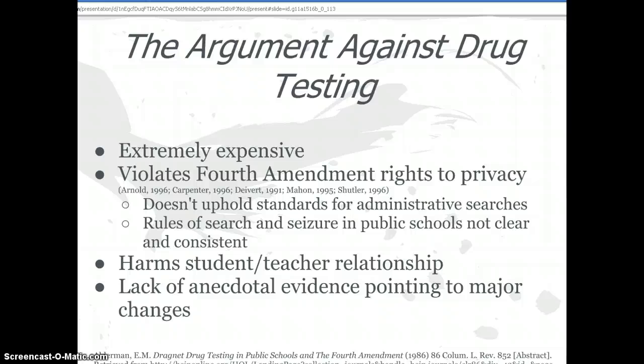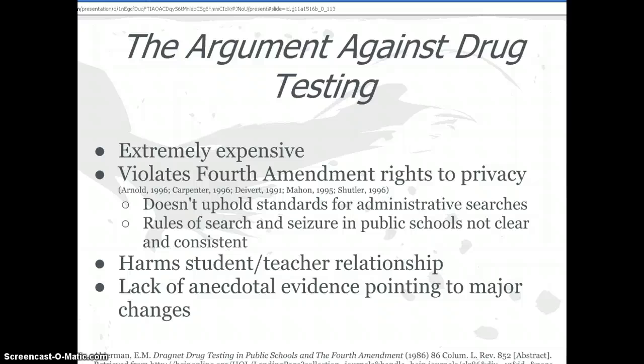It was found in a study that it doesn't uphold standards for administrative searches, and rules of search and seizure in public schools are not clear and consistent. Third, it harms student-teacher relationships because students might feel as if the administration and teachers are out to get them, so it can create feelings of suspicion among students.